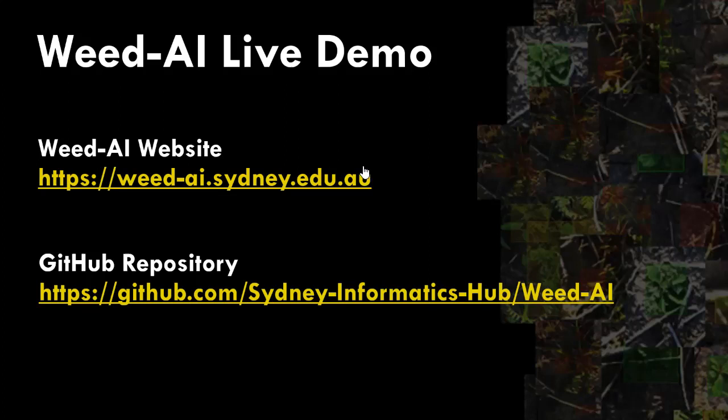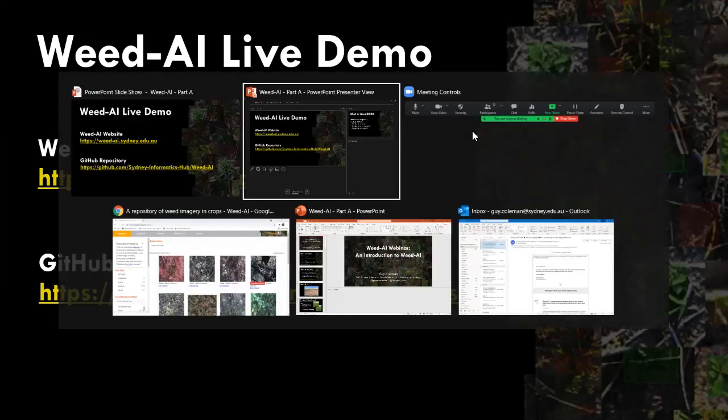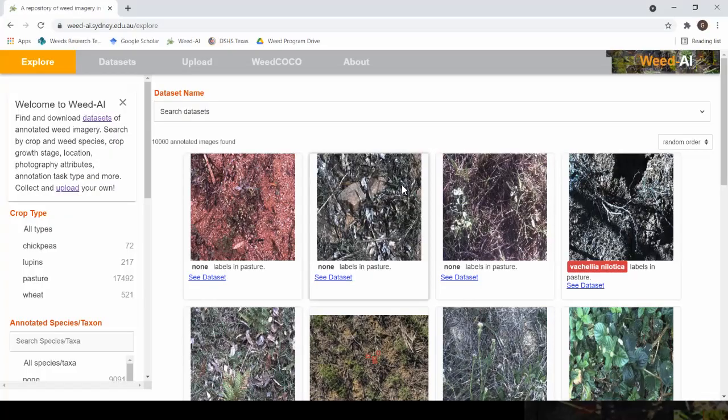We're going to head over to the Weed AI website now and take you through some of the components of it, and walk you through what you can do and how you can play around with it. If you want to head over to it, it's weed-ai.sydney.edu.au. So I'll just flip across to that. Hopefully everyone should be able to see my browser now.